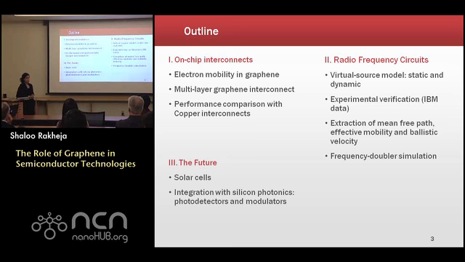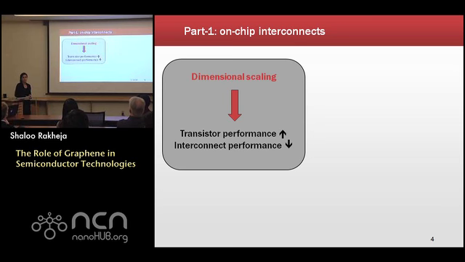And some of the topics that I'm interested in the future are related to graphene solar cells and integration of graphene with silicon photonics, photodetectors, and modulators. So before I get started, I want to spend exactly 1 slide to explain to you what the interconnect problem is. So microprocessor technology has benefited a lot from dimensional scaling along Moore's law.